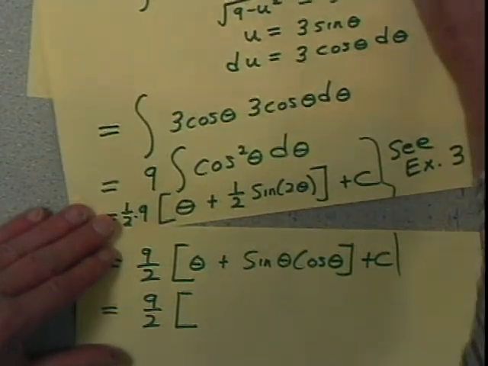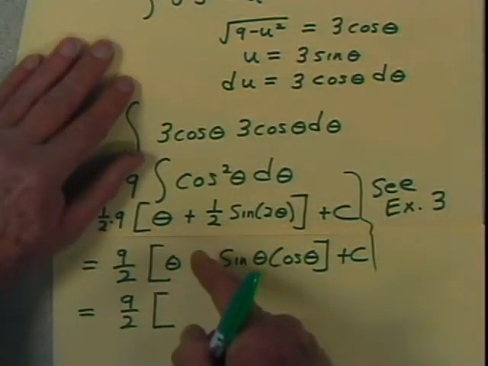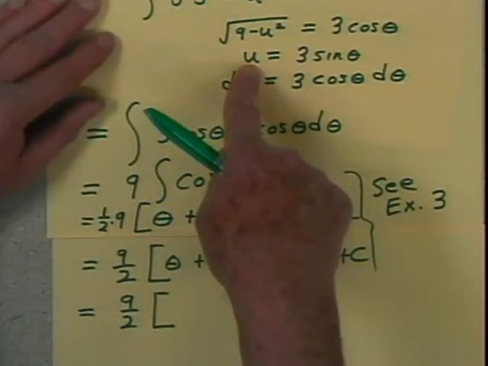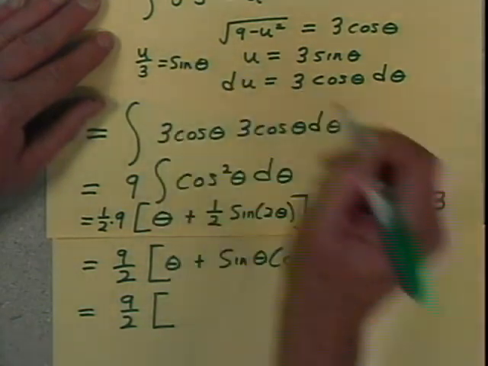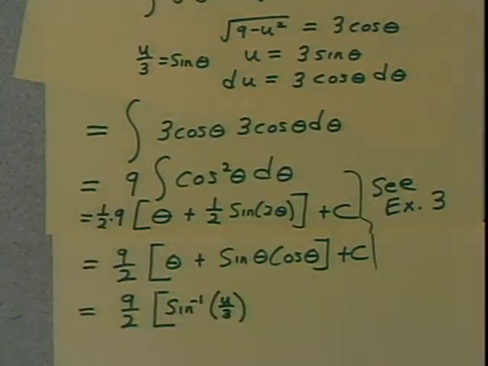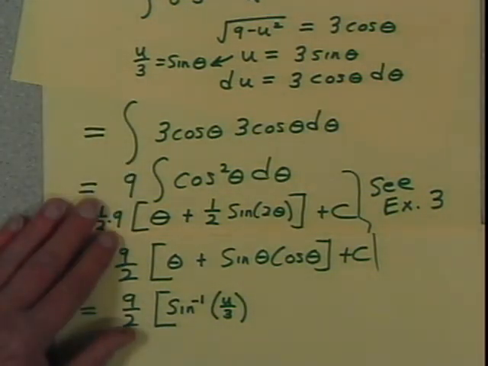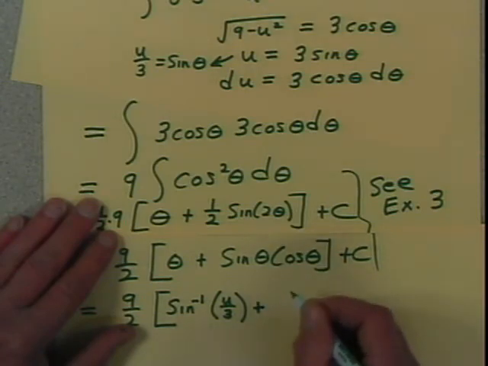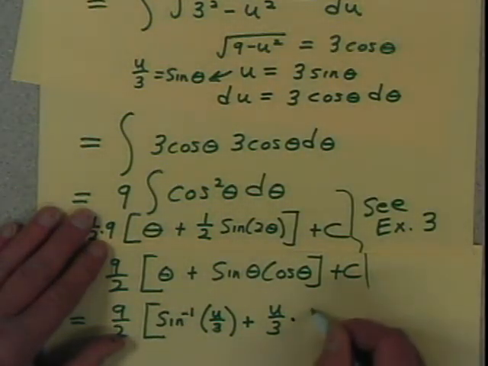All right. Still sort of on the screen is this stuff here, right? I have theta, and right here I have u equals 3 sine theta. So u over 3 would be sine theta, wouldn't it? So this would be inverse sine of u over 3. Are you okay with that? That's what theta would be, because sine theta is u over 3. That comes right from this substitution back there. Okay, what do I put in for sine theta? U over 3. What do I put in for cosine theta? Well, if you look near the top of the screen, 3 cosine theta is this, so cosine theta would be the square root of 9 minus u squared over 3.